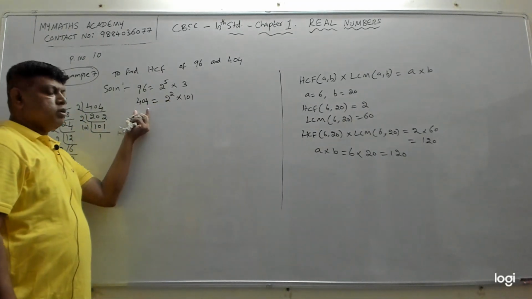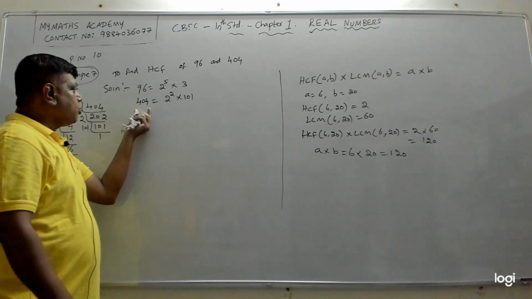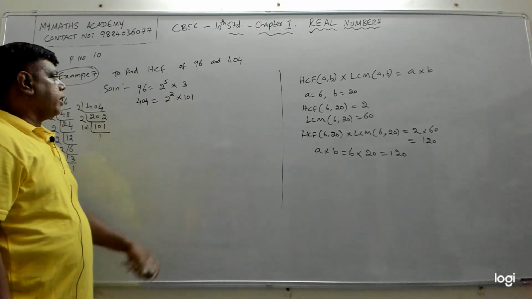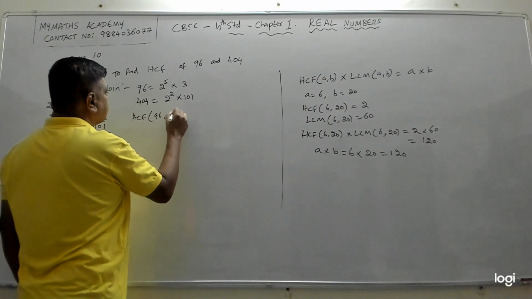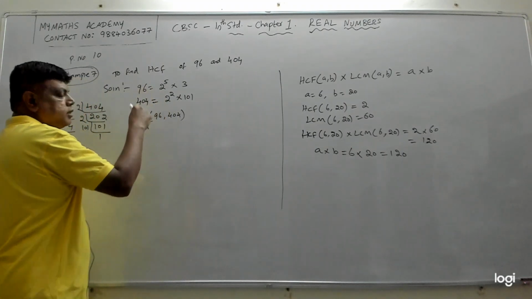So 404 equals 2 squared into 101. Now we need to find the HCF between 96 and 404. How will you find the HCF between these two numbers?